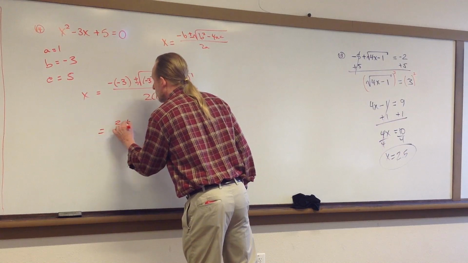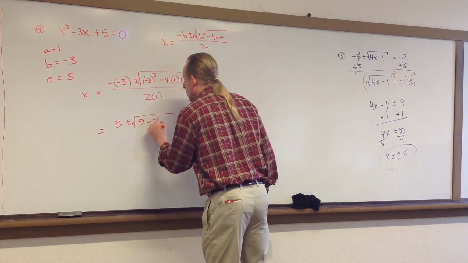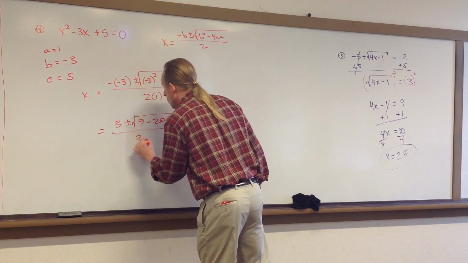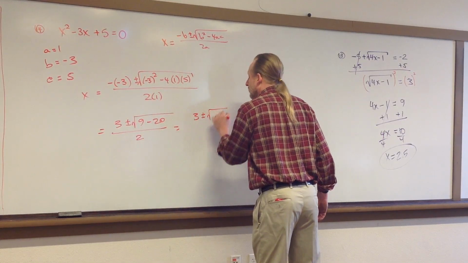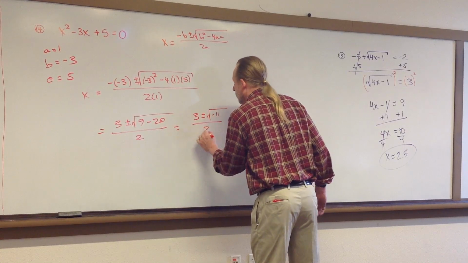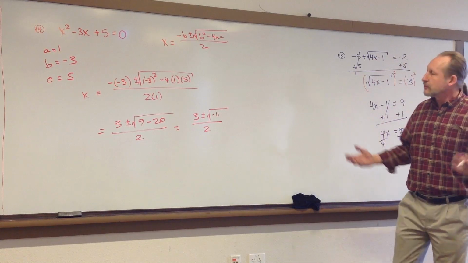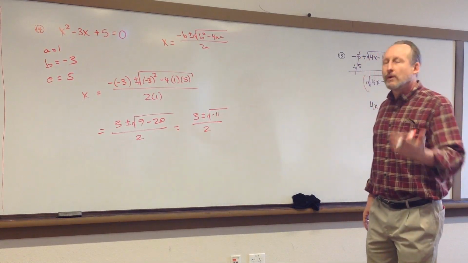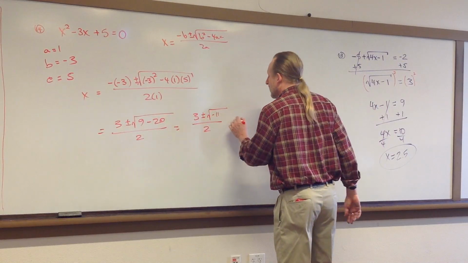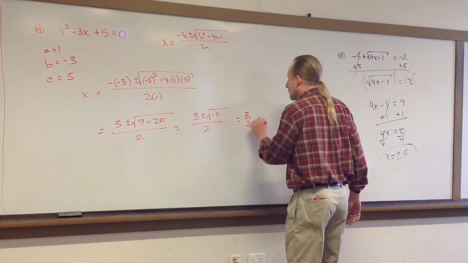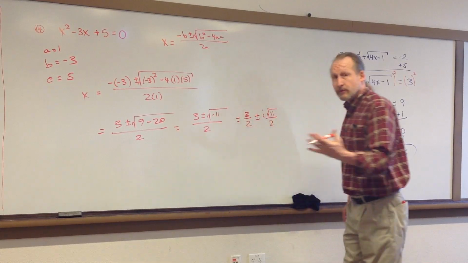This will be a positive 3 plus or minus the square root of 9 minus 20 all over 2. So 3 plus or minus the square root of negative 11 over 2. So now that you've got the negative under the square root, your answers are going to be complex. So that means we need to split this fraction into 2 pieces: 3 over 2 plus or minus i square root 11 over 2.